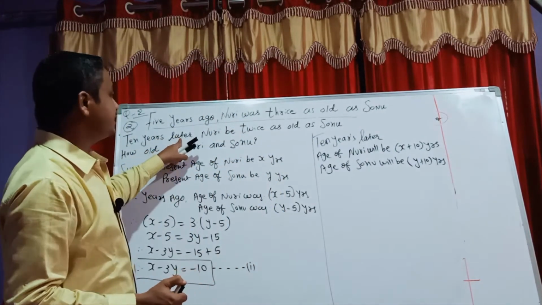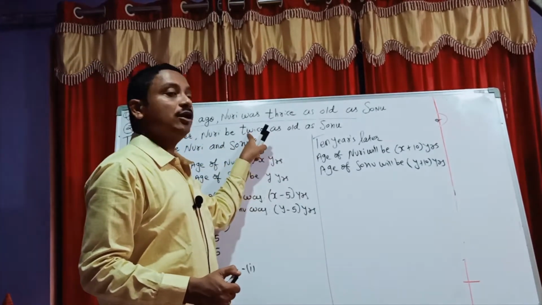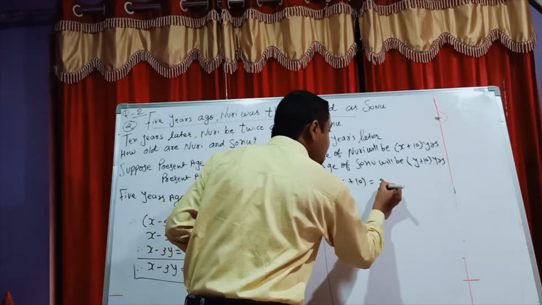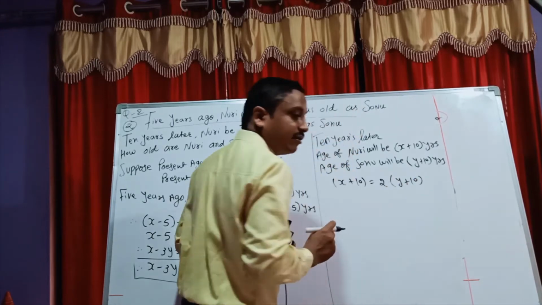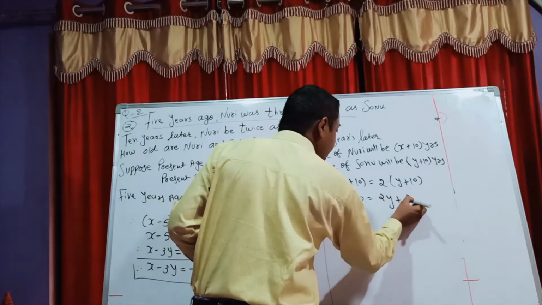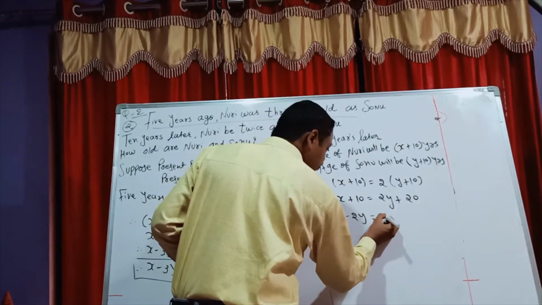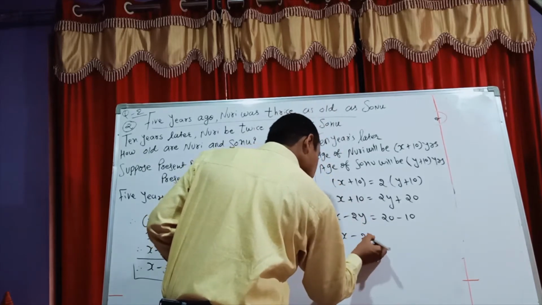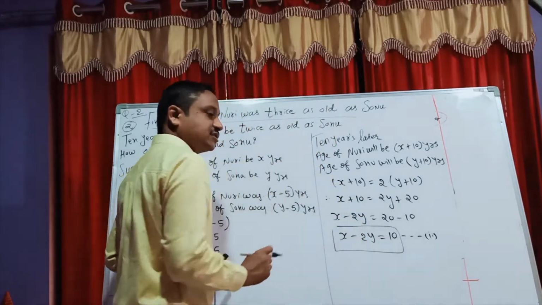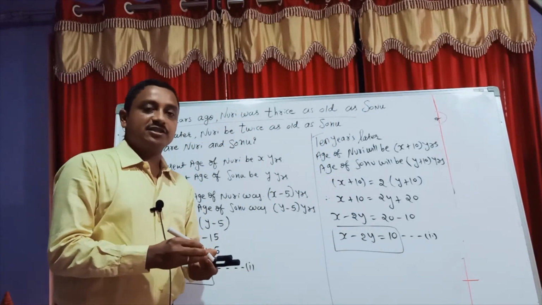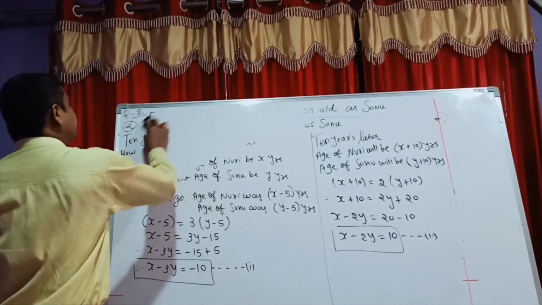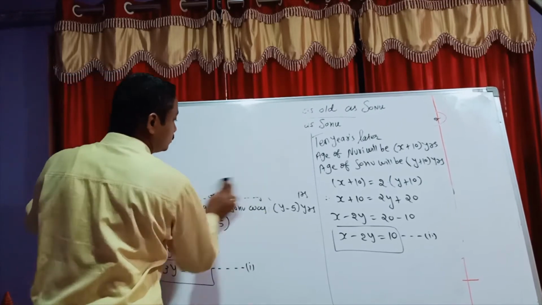Now read the question. 10 years later Nuri will be twice as old as Sonu. So here x plus 10 is twice y plus 10, and finally the product is done. So x plus 10 is equal to 2y plus 20. So x minus 2y is equal to 20 minus 10. So you get x minus 2y is equal to 10. Statement 2. Now students, first equation, second equation, both of them, I just start by the elimination method. So the elimination method I am now applying here in this word problem.